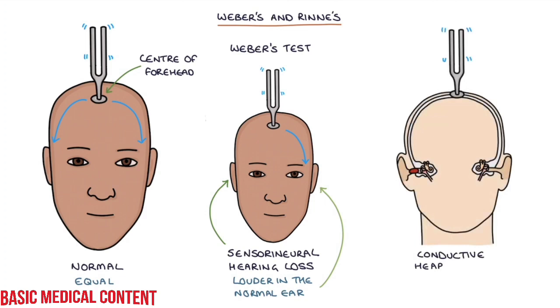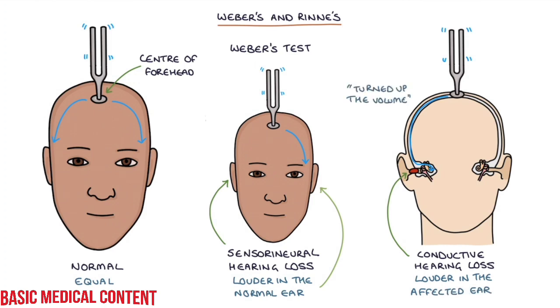In conductive hearing loss, the sound will be louder in the affected ear and quieter in the normal ear. This is because the affected ear has turned up the volume and becomes more sensitive, as the sound has not been reaching that side as well due to the obstructive problem. When the tuning fork's vibration is transmitted directly to the cochlea through the bones of the skull during Weber's test, rather than having to travel through the ear canal and the middle ear structures, the increased sensitivity in the affected ear makes the sound louder on that side.